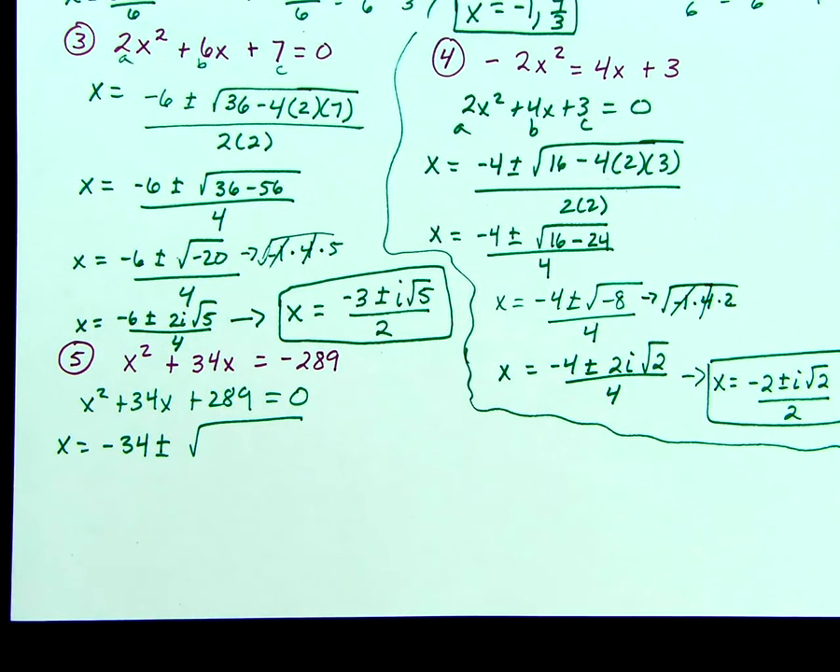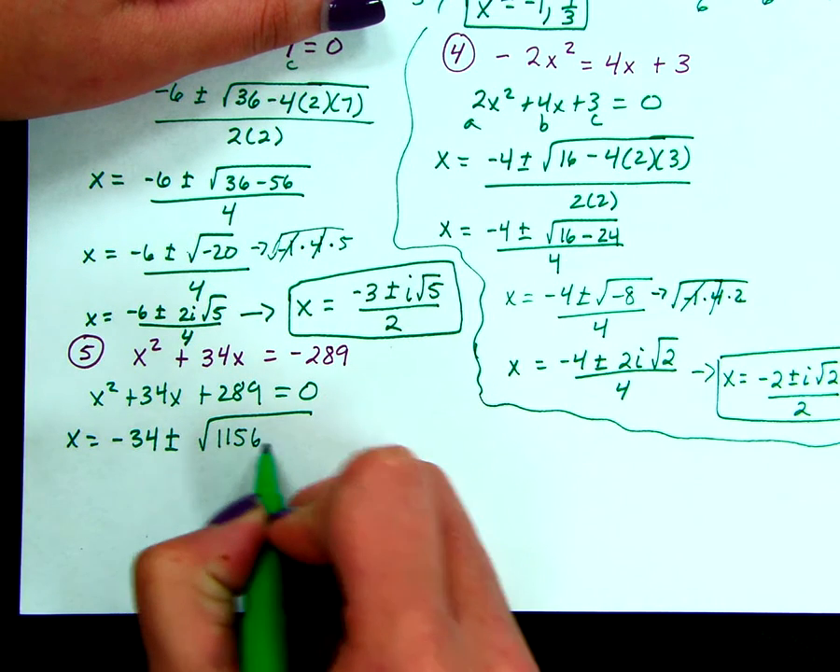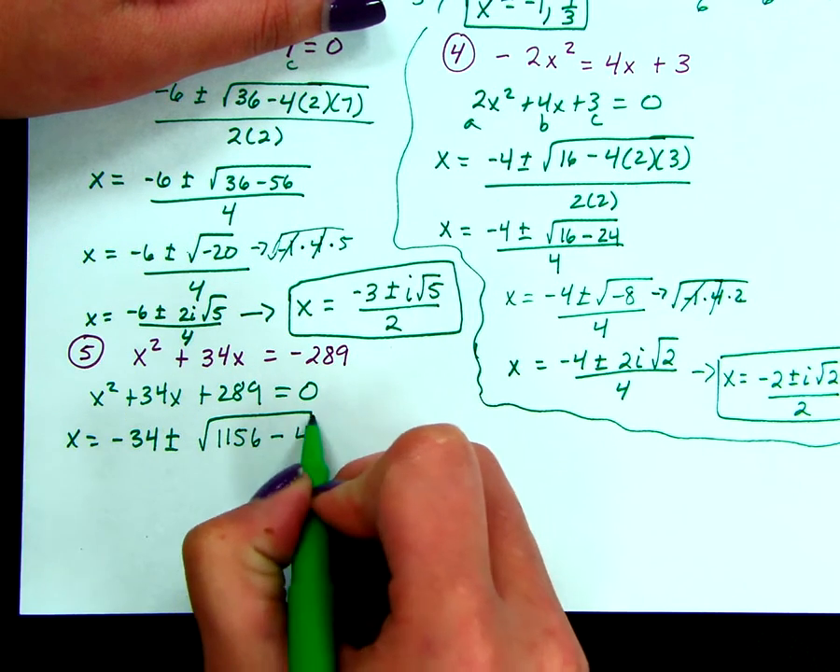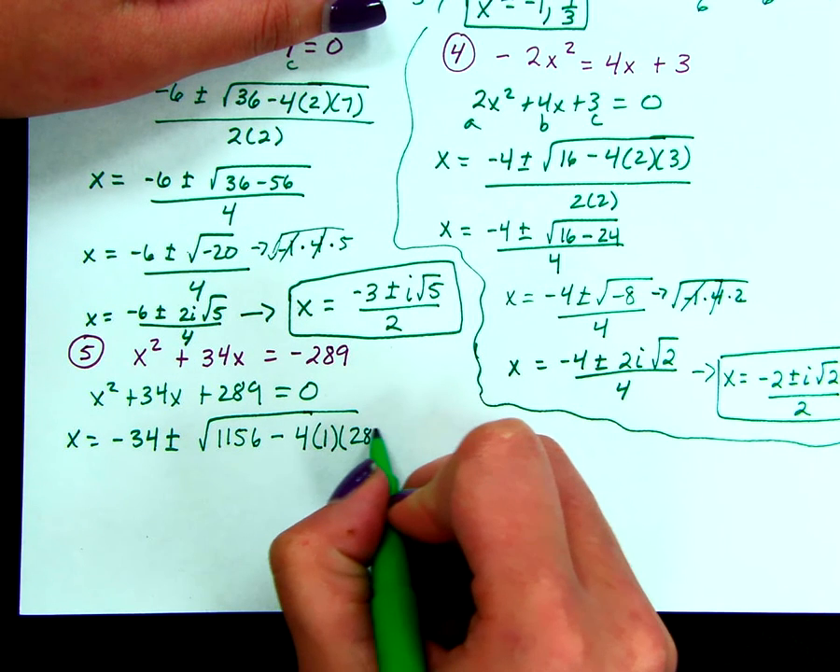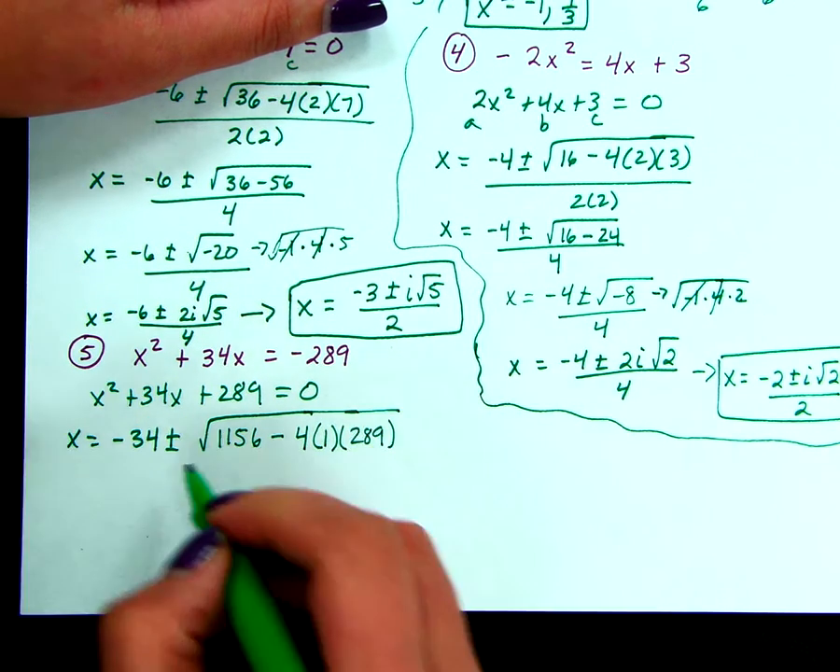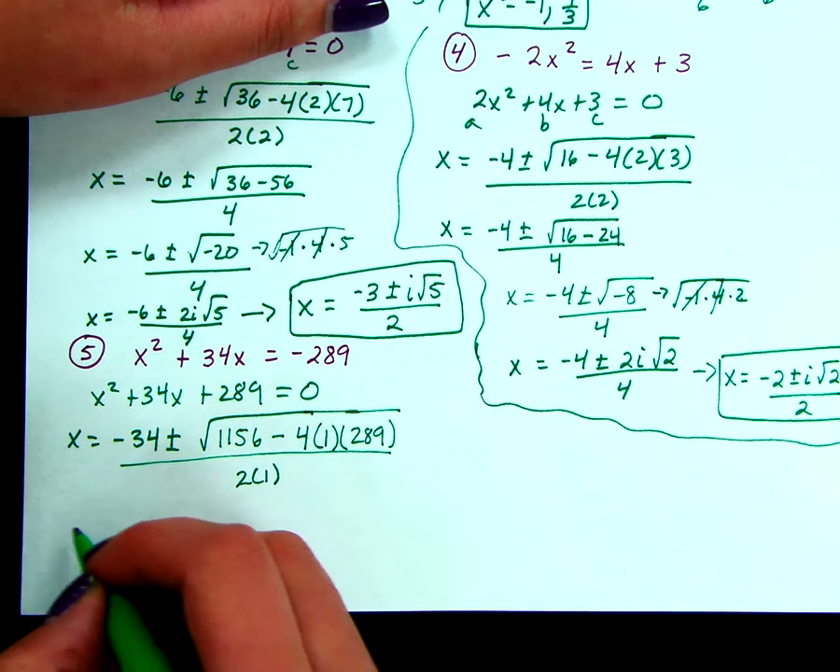So as I'm working through this problem, I'm going to use my calculator to help me. So 34 squared is going to be 1,156 minus 4 times a, so my a is 1, times c, so 289, and then divided by 2 times a, so 2 times 1. So again, we're just going to keep simplifying.